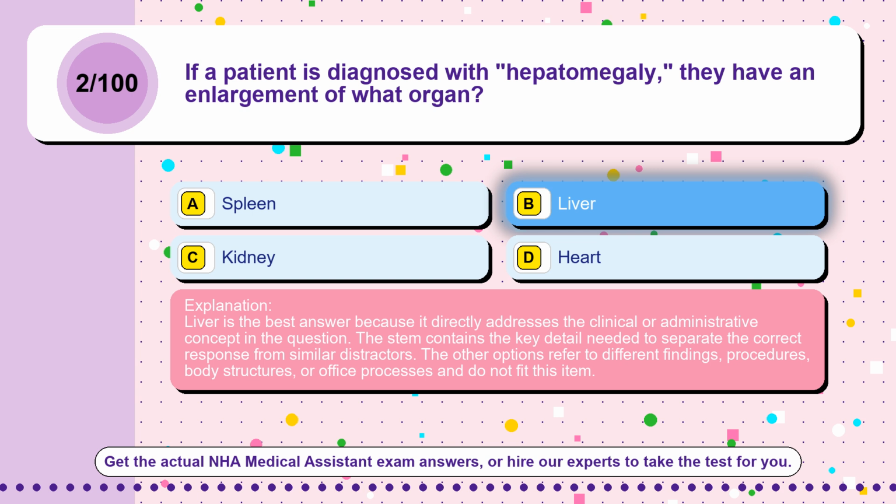The stem contains the key detail needed to separate the correct response from similar distractors. The other options refer to different findings, procedures, body structures, or office processes and do not fit this item.